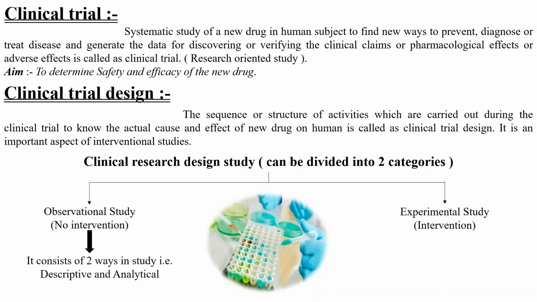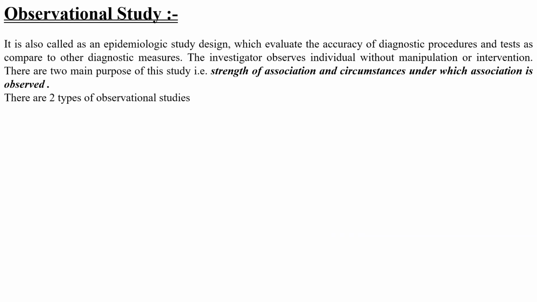Observational study is either descriptive or analytical, and experimental study is completely experimental, but it consists of random allocation. Let's see observational study in detail. The observational study is to evaluate the accuracy of whatever test procedure, test, or measures we are taking; we have to look over how it is carried out. The observation is done by the investigator, but by doing so, we come to know the strength and circumstances of the observed. It is also of two types, that is prospective study and retrospective study.